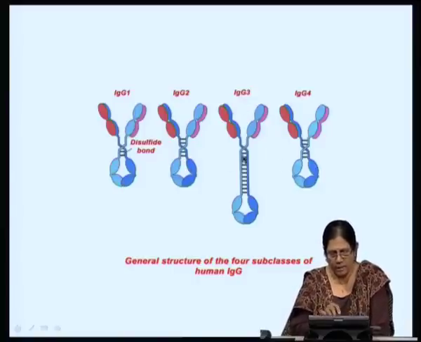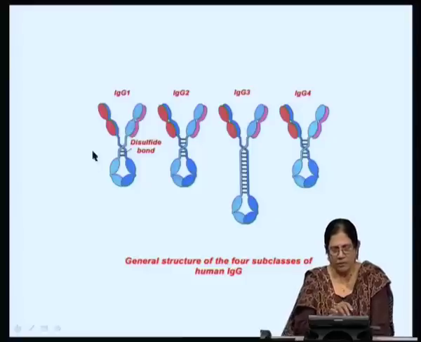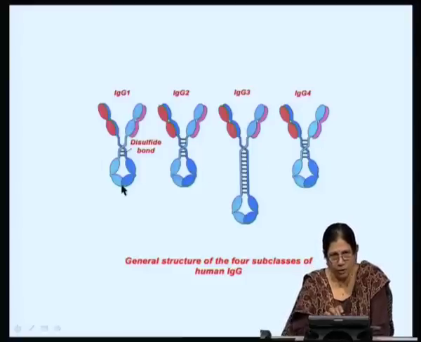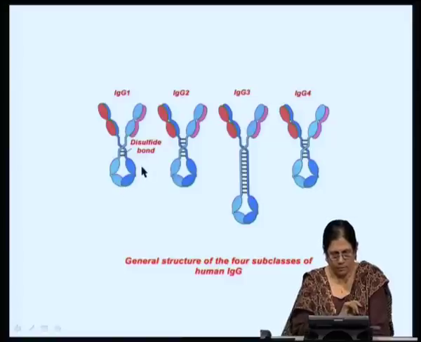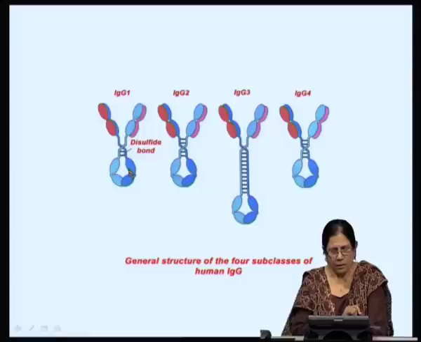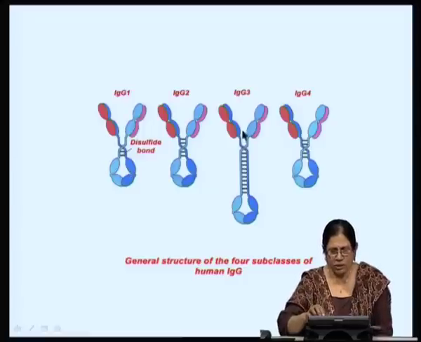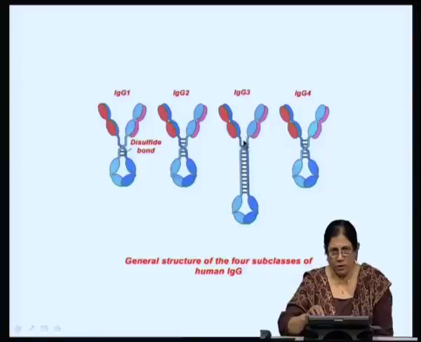IgG2 and 4 are similar in their hinge region disulfide bonds. All of them again would be similar with respect to the domains. They have only 3 constant domains in the heavy chain. Where do these subclasses differ from each other? The difference lies mostly in the amino acid sequence, which is in the hinge region, and a little bit in the Fc region.